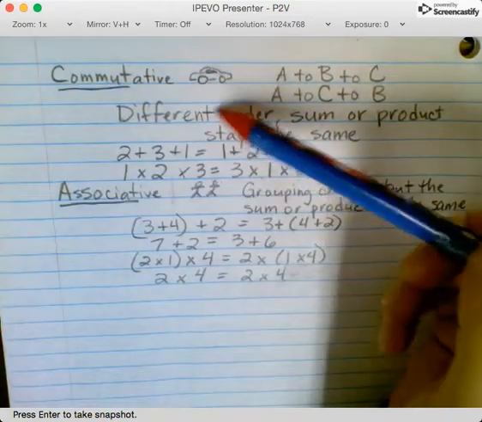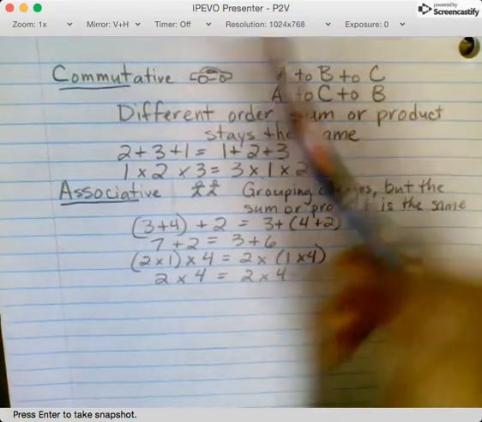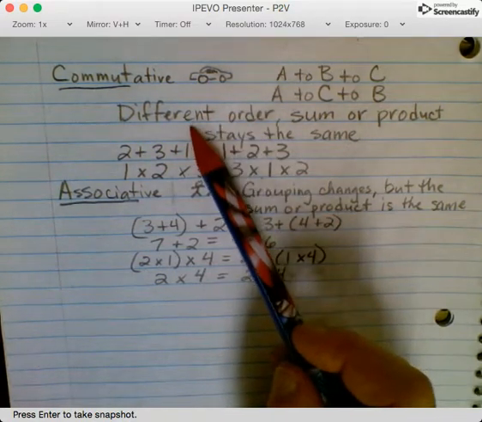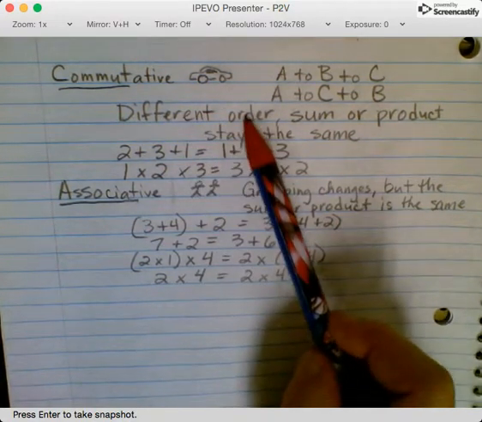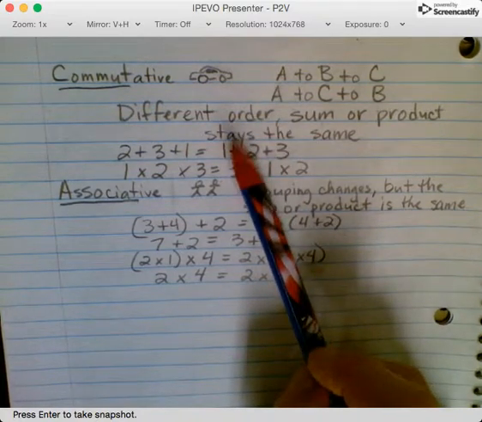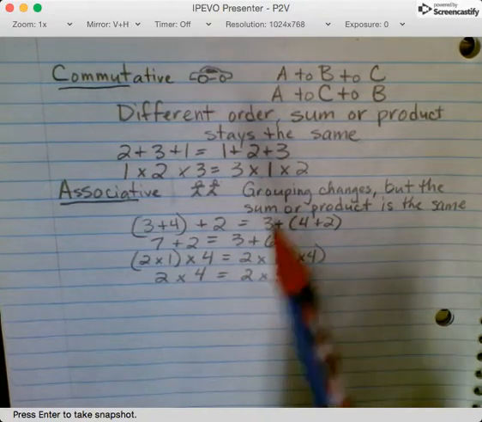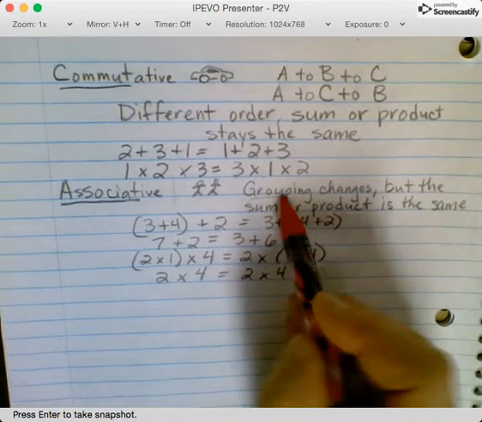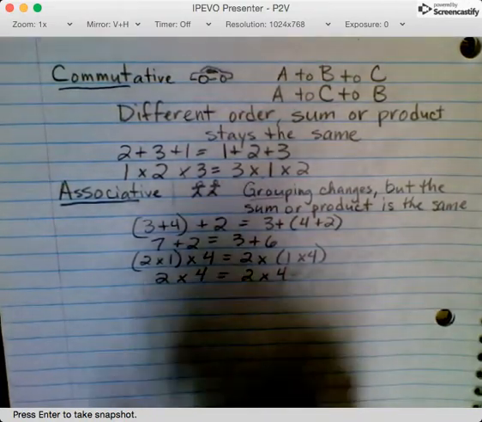So again, commutative sounds like commute. So it's like your commute to and from work. The order is different, but the answer stays the same. The associative, it's like the people you associate with or the group that you are in. So the group changes, but the sum or product is the same.